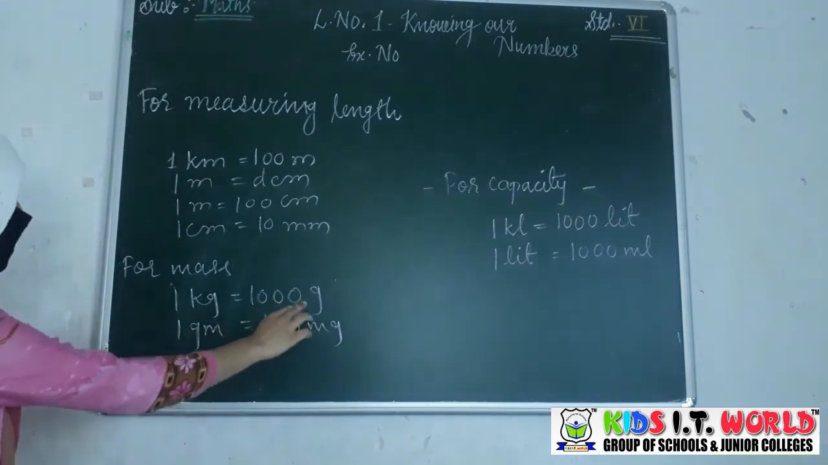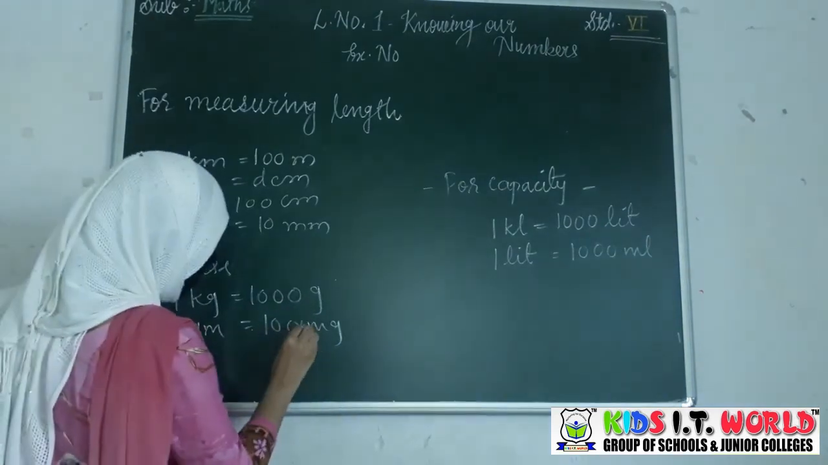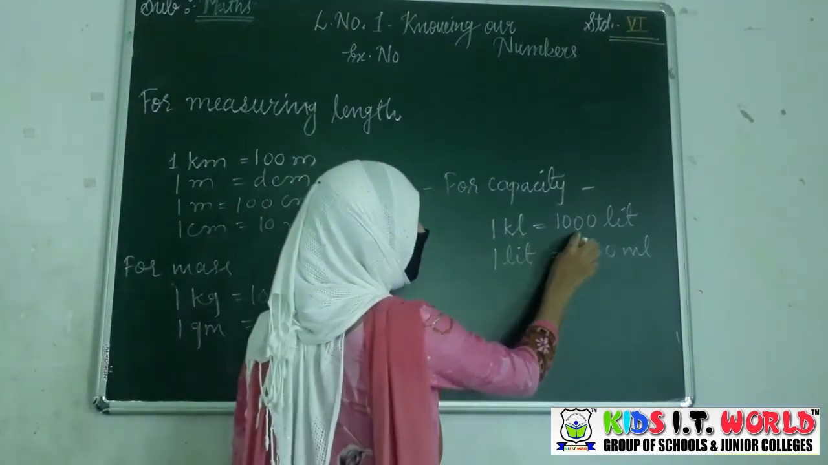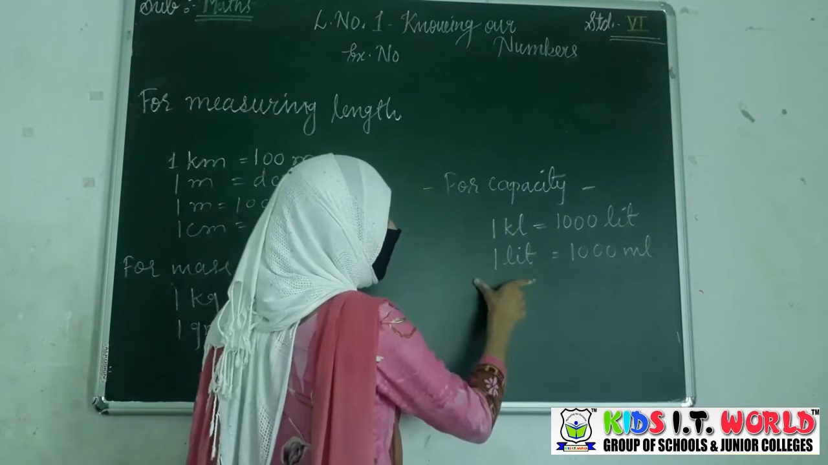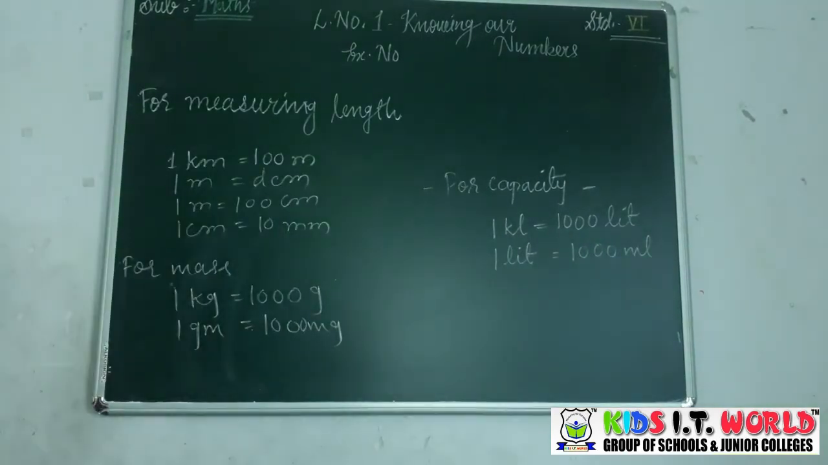It is about the 1000 gram, and 1 gram is equal to 1000 milligram. Now the next, for the capacity we use 1 kiloliter is equal to 1000 liter, and 1 liter is equal to 1000 milliliter. So these units we use to convert. When converting a larger unit, you have to convert it into the smaller unit, and when the smaller unit is converted to the larger unit, the different measurements, on the basis of this measurement, they have made the new formula.